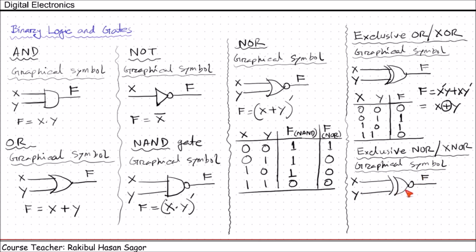How will the truth table look? Actually, we'll have the same output but the inverted version of this XOR output. So if I draw the truth table here, X, Y, and F for 0 0, 0 1, 1 0, 1 1. For this case, whenever we have similar type of inputs, the output will be 1. Whenever we have different types of input, the output will be 0. So this output is the inverted version of XOR output, and we can see that from the graphical symbol as well. So the function can be written as F equal to X prime Y plus X Y prime whole invert, which can be written in this format as well, X Y plus X prime Y prime.